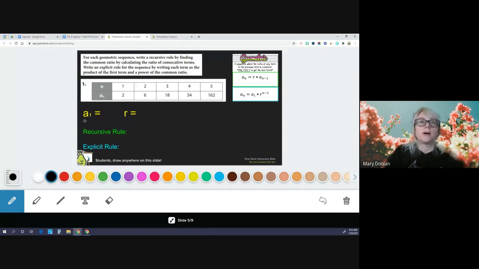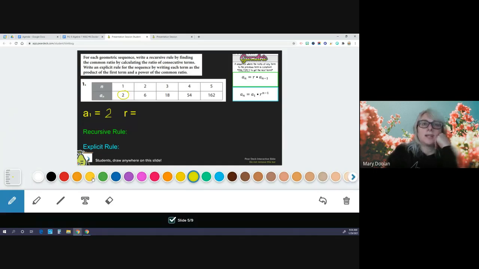All right, so a sub 1, get a pencil. You do probably want to change the size because otherwise you get a huge writing tool. A sub 1 means first term in the sequence. So when n is 1, a sub 1 is 2. That's the first term in the sequence. That's what this means. So it's 2.